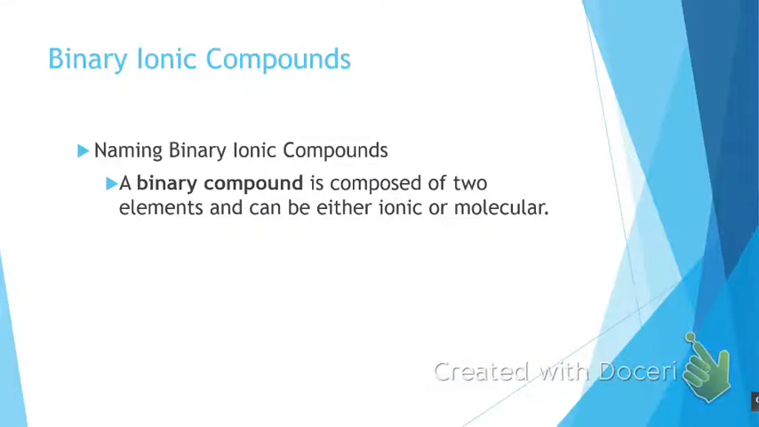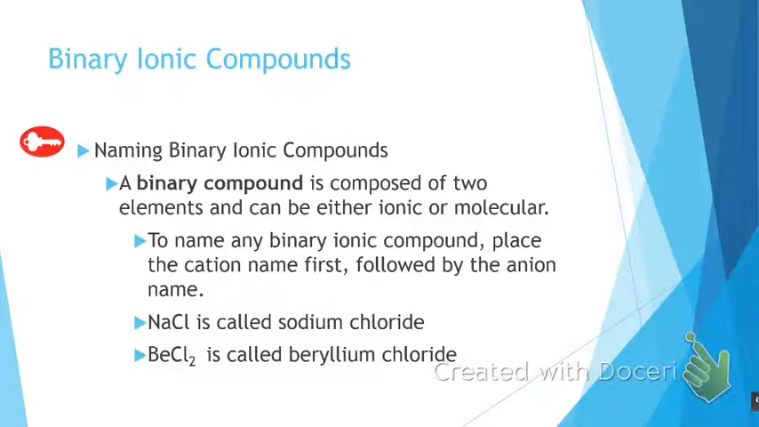Okay, so what's a binary compound anyway? It is a compound that's made out of two elements. Bi is our prefix for two. It can either be an ionic compound or a molecular compound, so made with an ionic bond or a covalent bond. When we name these, the cation name is its first name, and its second name is the anion name. So NaCl is called sodium chloride. BeCl2 is called beryllium chloride.